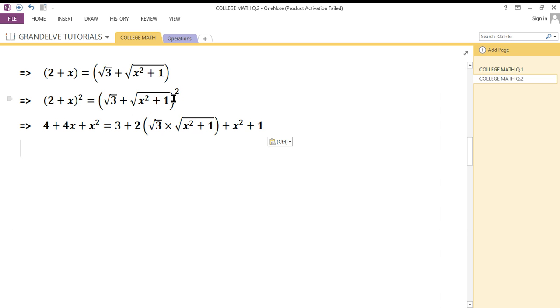This is equal to the expansion of this, and this one to the square on the square root of 3 to give us 3, and the 2 times the square root of 3 times this expression plus the square on the square root of s squared plus 1 to have s squared plus 1. This one too, if you have issue with that, we will advise that you write it as two repeating factors and you multiply them and you expand the brackets to arrive at this same expression. So this is what we have now.